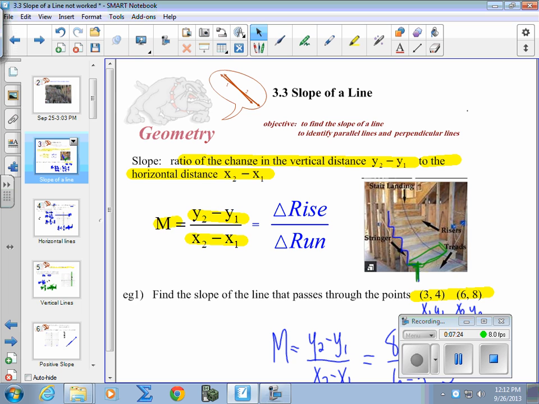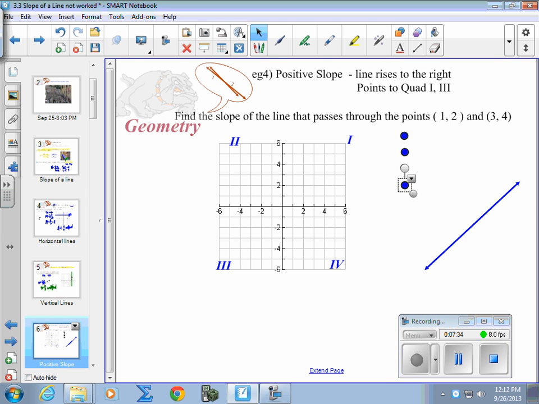The formula is m is equal to y sub 2 minus y sub 1 over x sub 2 minus x sub 1. So now we want to talk about positive slopes and negative slopes. If you have some graph paper, you might have to do it.